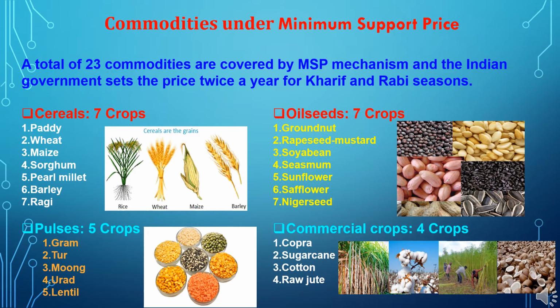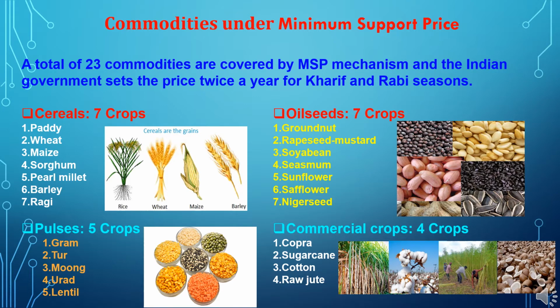Now the commodities under minimum support price. A total of 23 commodities are covered by minimum support price mechanism, and the Indian government sets the price twice a year for Kharif and Rabi season.